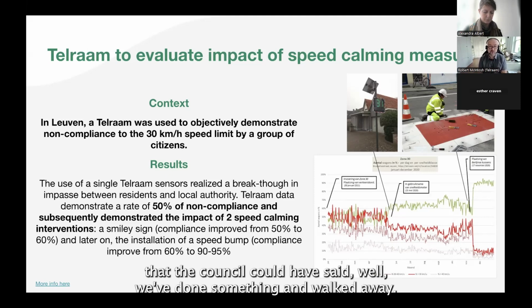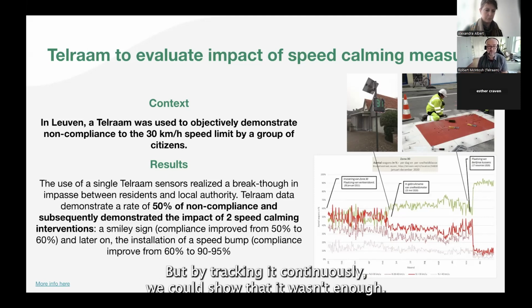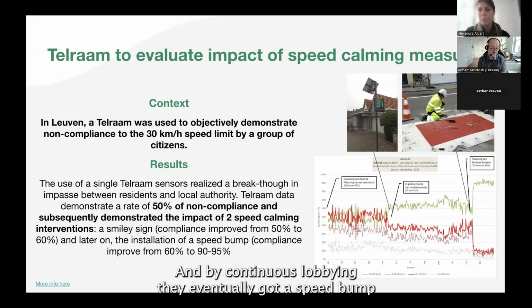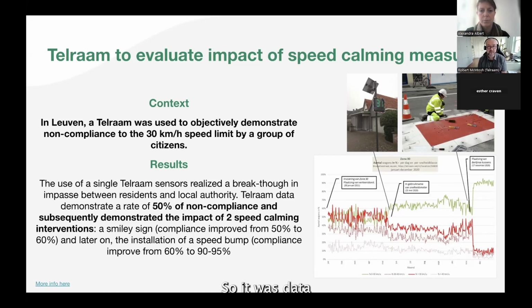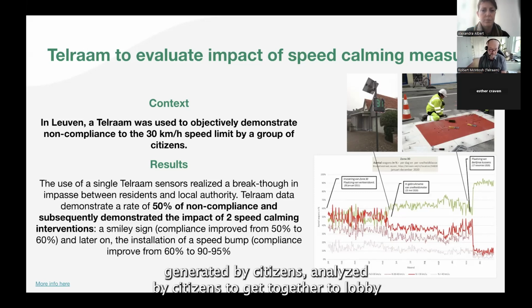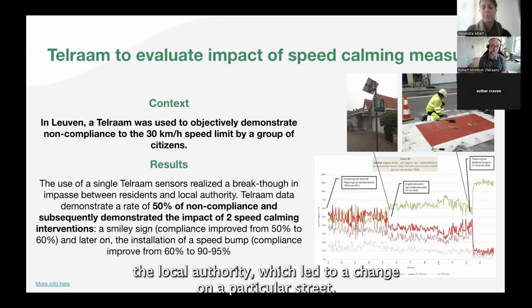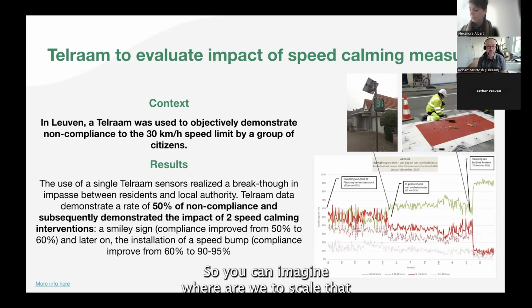The council could have said, well, we've done something and moved away, but by tracking it continuously, we could show that it wasn't enough. And by continuous lobbying, they eventually got a speed bump put in November, and you'll see that speeding dropped to 10%. So it was data generated by citizens, analyzed by citizens to get together to lobby the local authority, which led to a change on a particular street.